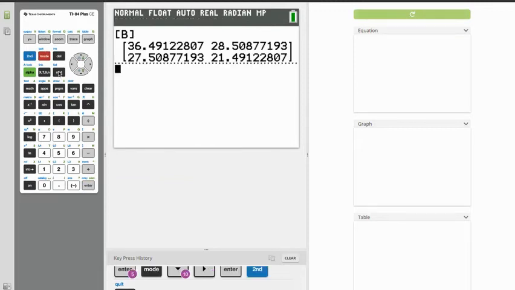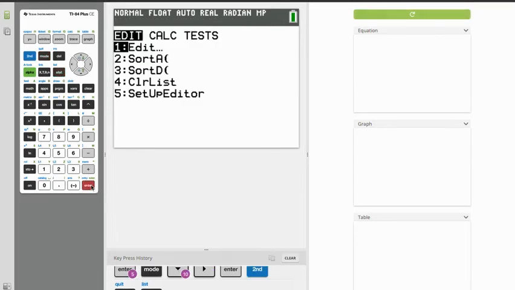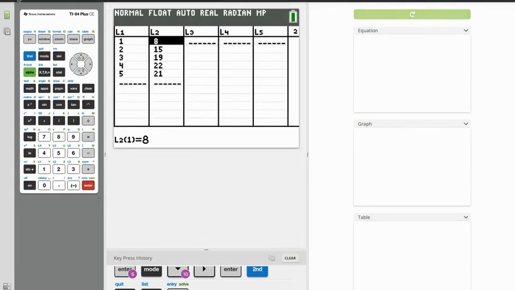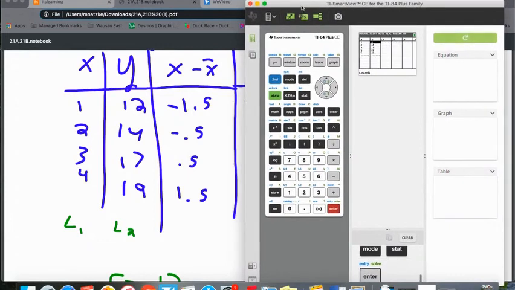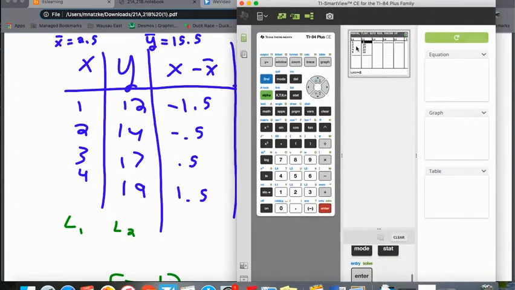Get out of there, then you go to stat, edit, to get to your lists. Now our list 1, our X list, is just 1, 2, 3, 4. And our Y list is 12, 14, 17, and 19.